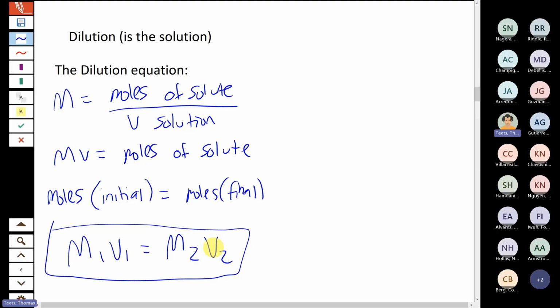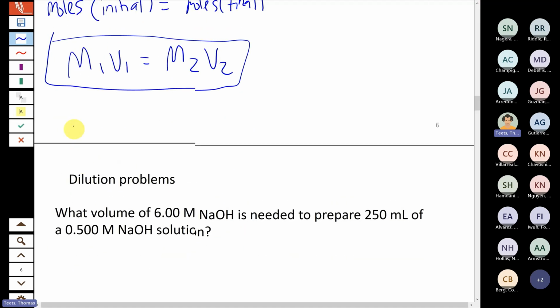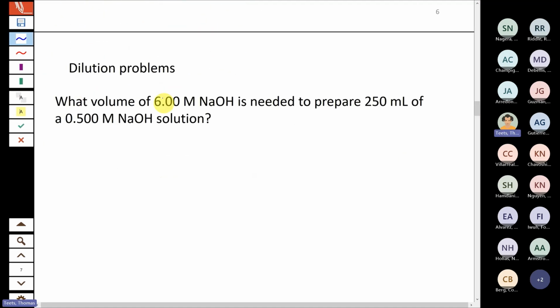What are some key words associated with dilution problems? Because the problem won't always have the word dilution in it, but it would be stuff like this: what volume of 6 molar NaOH is needed to prepare 250 milliliters of a 0.5 molar NaOH solution? So the key words that tell us it's dilution: first of all, it's just a single substance. We are going to do stoichiometry later on where we're talking about reactions between two substances in solution, but here it's just NaOH at some concentration, changing to NaOH at some different concentration.